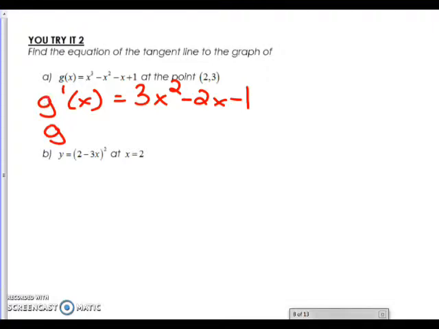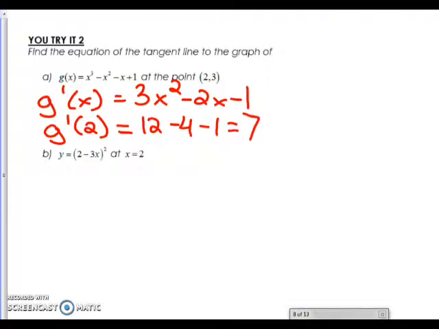To denote that you're plugging into the derivative, it's going to be g prime parentheses with that 2. That's finding g prime of 2. And if you plug that in, I think you're going to get, let's see, 12 minus 4 minus 1. And I got a 7 there.